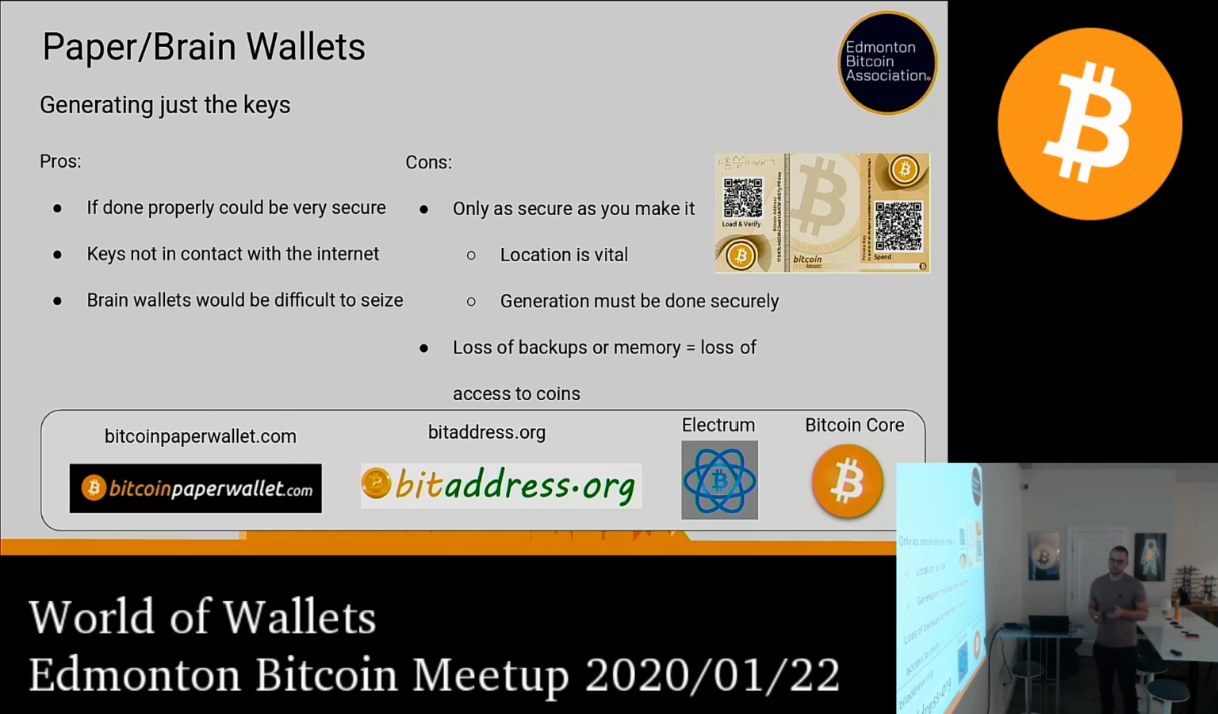And in terms of examples, bitcoinpaperwallet.com and BitAddress are two websites which you can generate paper wallets from. The point I wanted to make earlier was that you don't necessarily have to do this online. Some of these offer software that you can download and then take offline, do it on a secure computer to generate the actual paper wallet. So you don't necessarily have to go to a website to be able to do this. You can also generate just the basic seed words in a lot of wallets, including Electrum and Bitcoin Core.